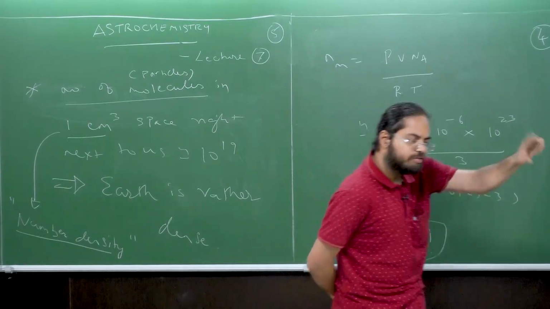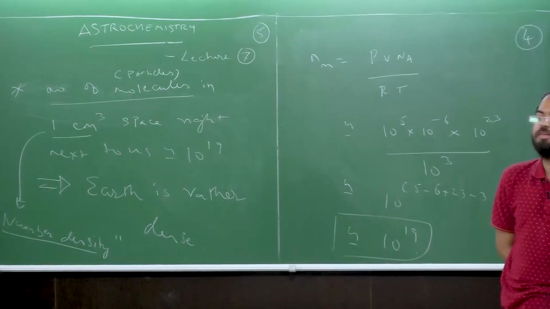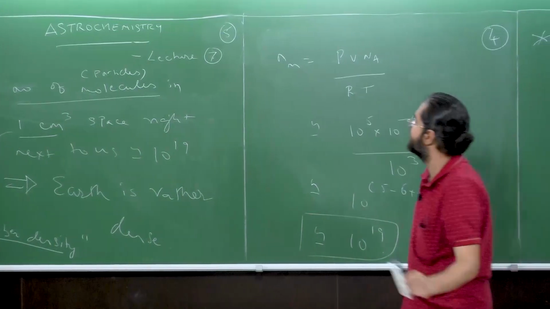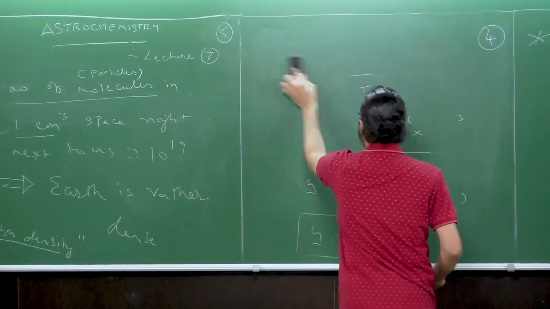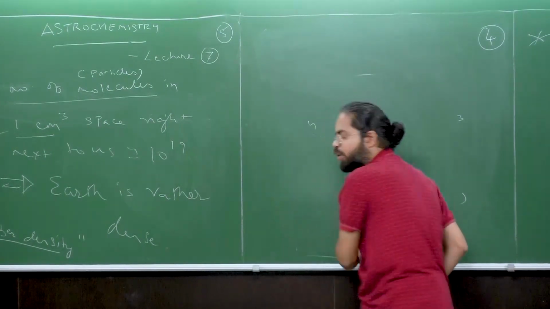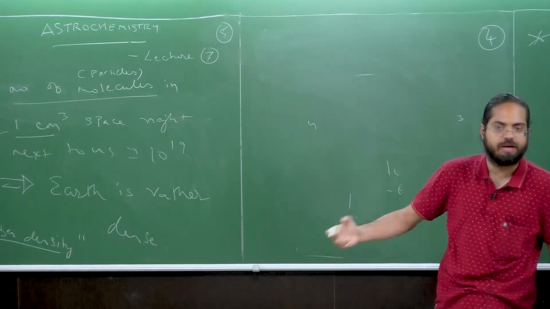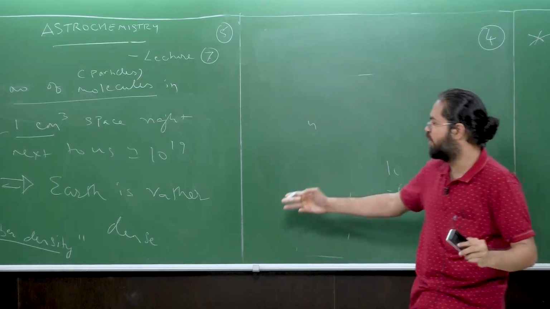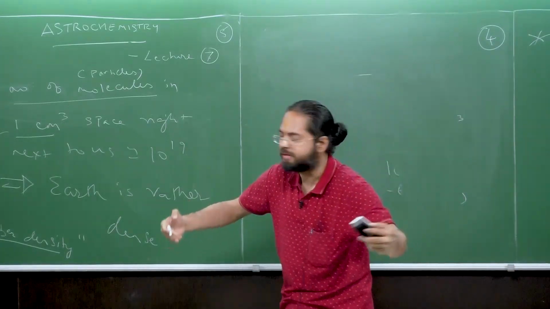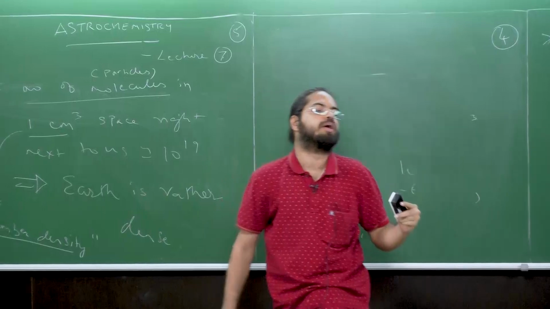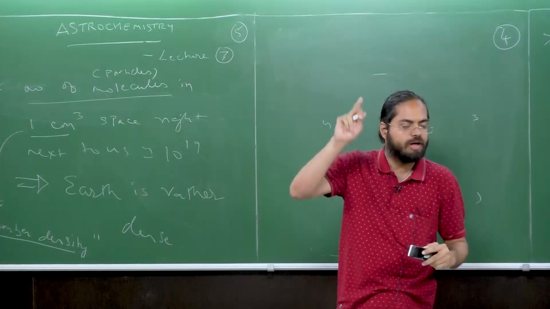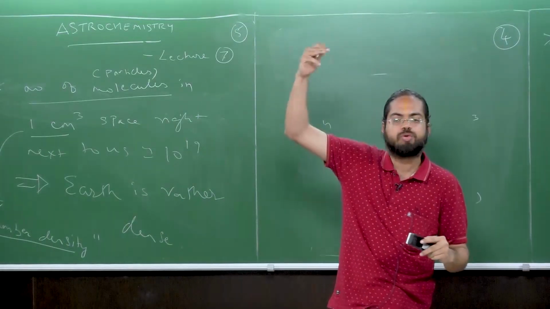Okay, let us now do the same exercise in the ISM. Now the next question could be, why are we doing it? Recollect what we're trying to do. We're trying to find the differences and similarities between Earth and the ISM. So we started with one metric, the number density, and we calculated the number density to be 10 to the power 19 on Earth. Now we shall move to the ISM.